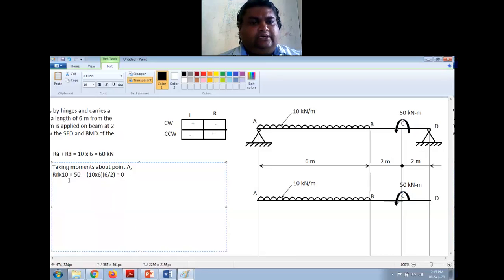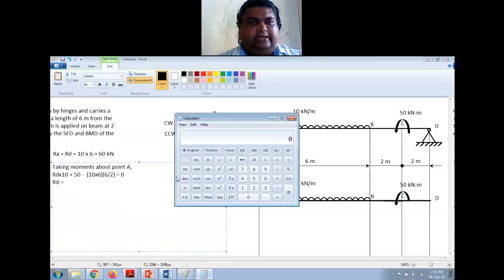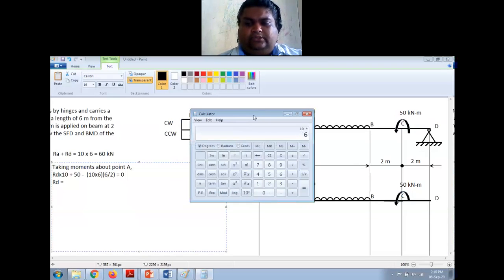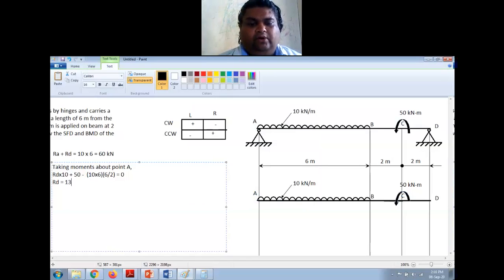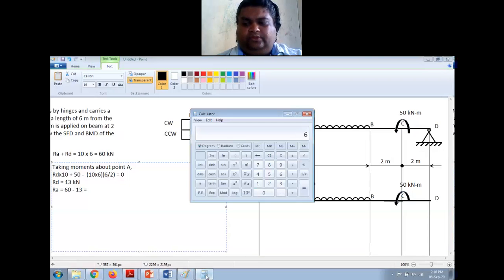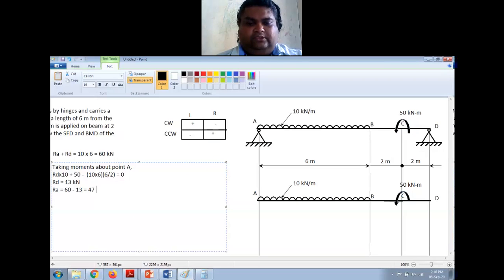Okay. Now when you solve this, you will get RD. Let me open the calculator. 10 into 6 into 6 by 2 is 3, that is 180. This has come on the right hand side, so it has become positive. Now this 50 will come on the right hand side as negative, so it becomes minus 50, and RD into 10, so this will be divided by 10. So RD is 13 kilonewton. Now I have RA plus RD equal to 60 kilonewton. So RA is equal to 60 minus 13, that is 47 kilonewton.